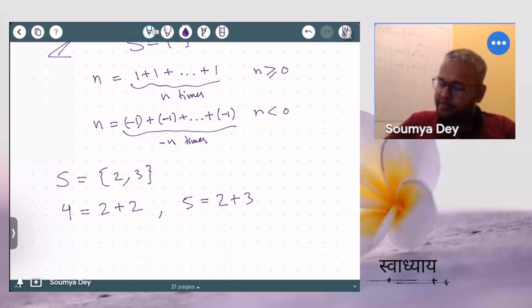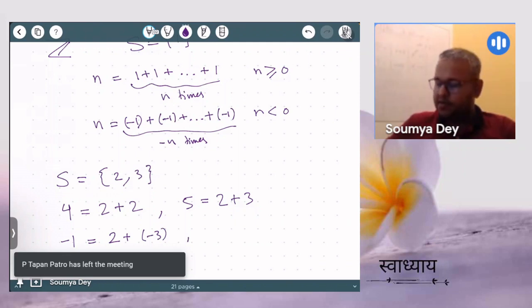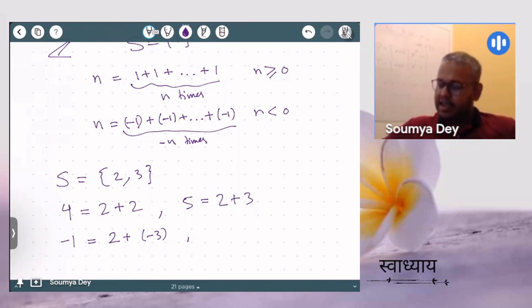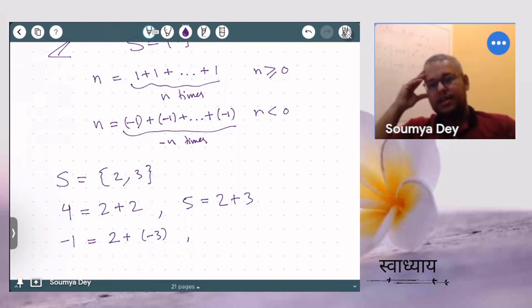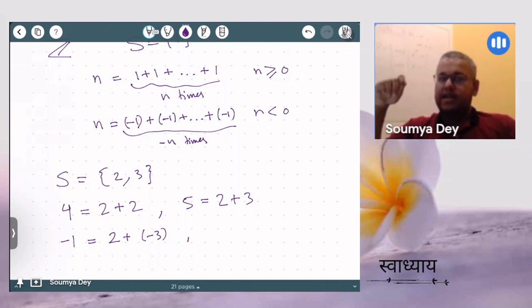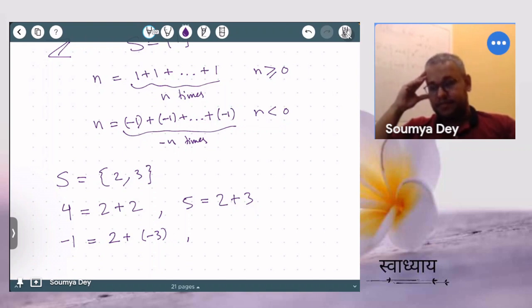What about -1? -1 could be 2 plus -3. Right? You understand what I'm doing? So you can just try, okay? So any element of Z, if you take any integer, you can find some combination of these 2, 3 and their inverses, and you can write that element as a sum.